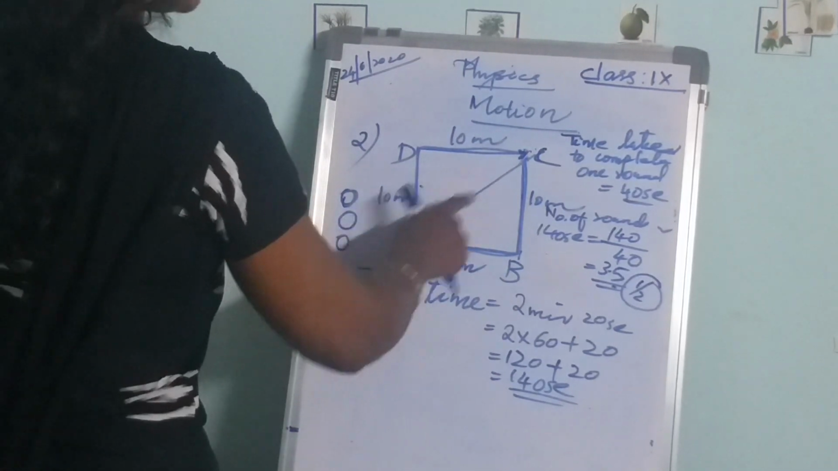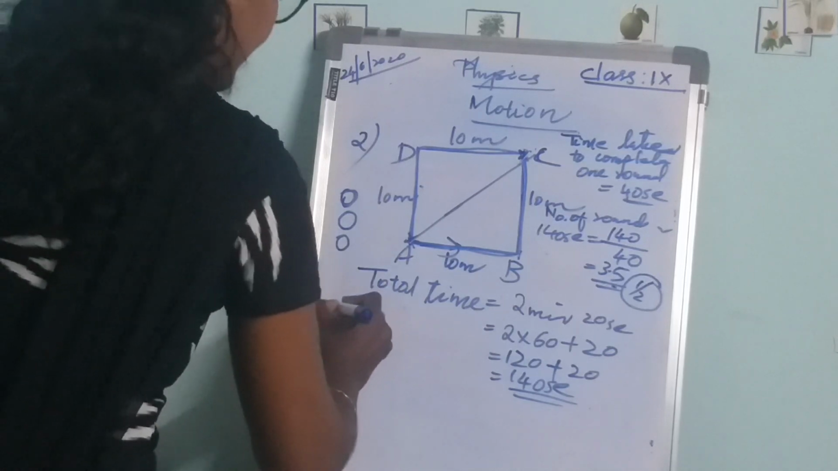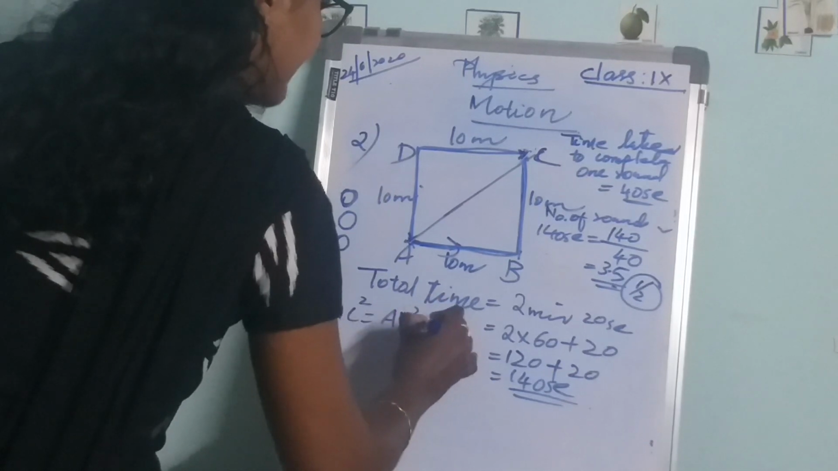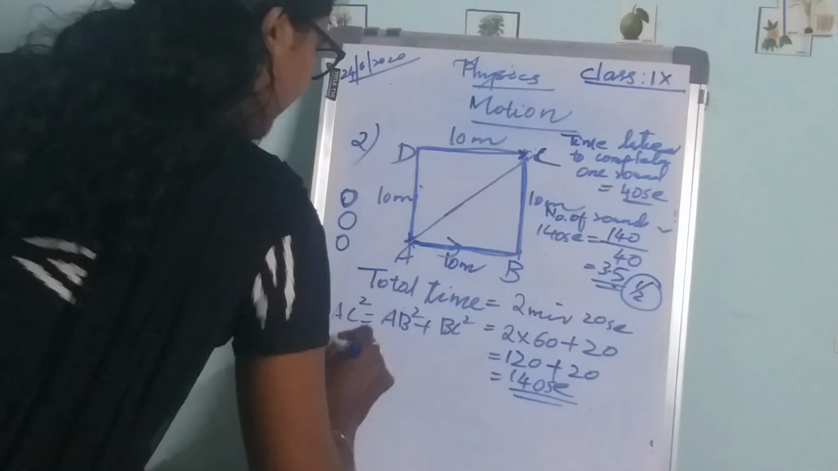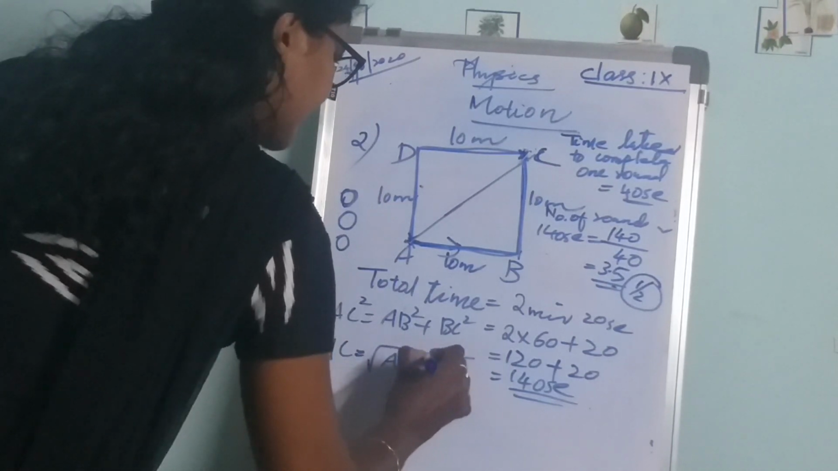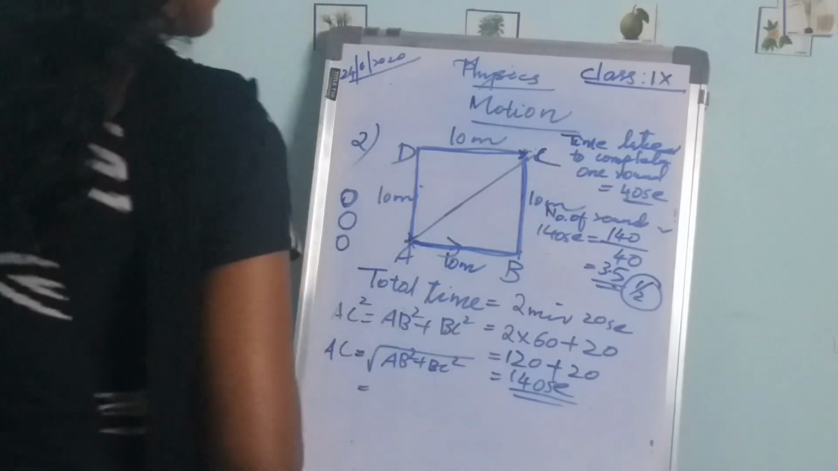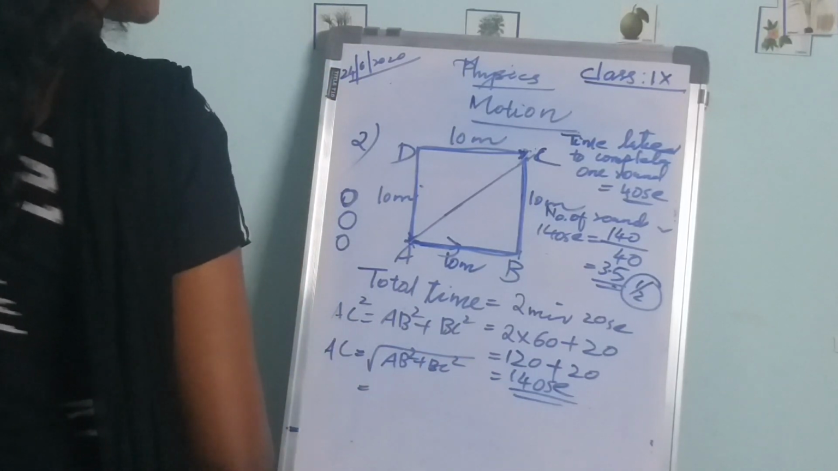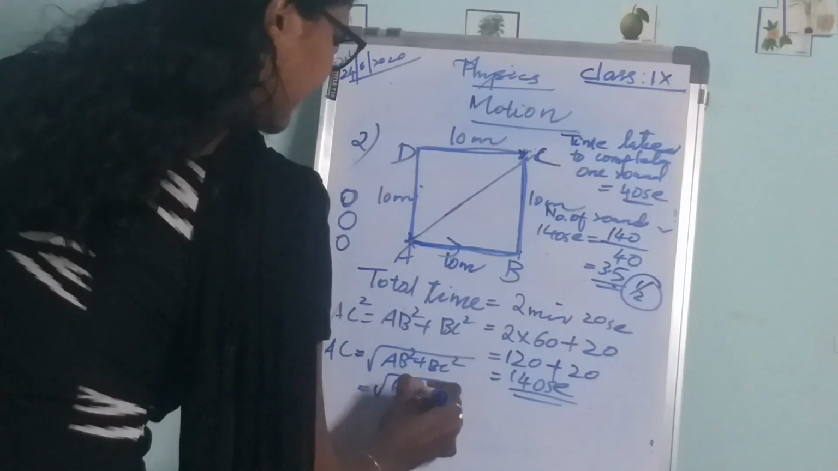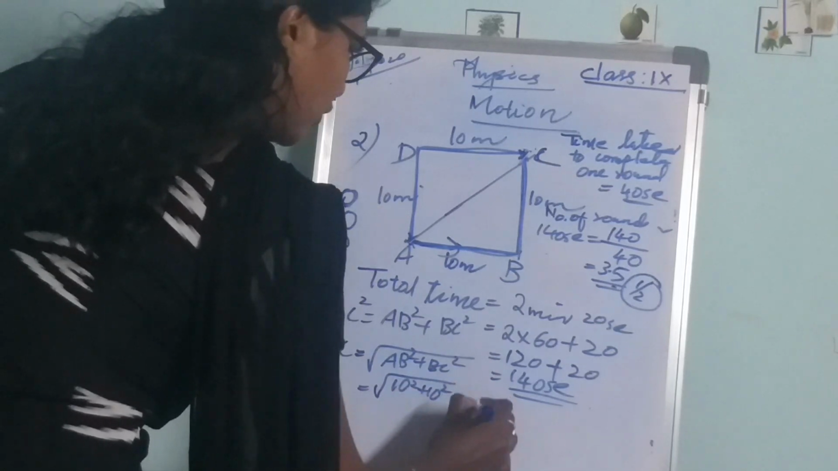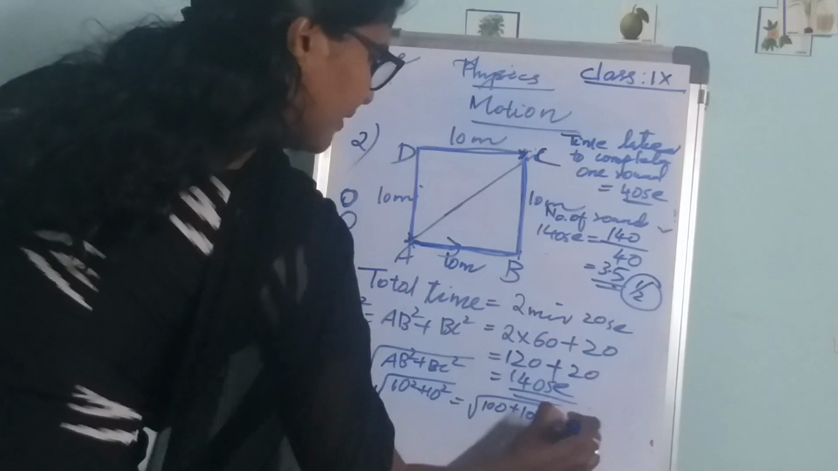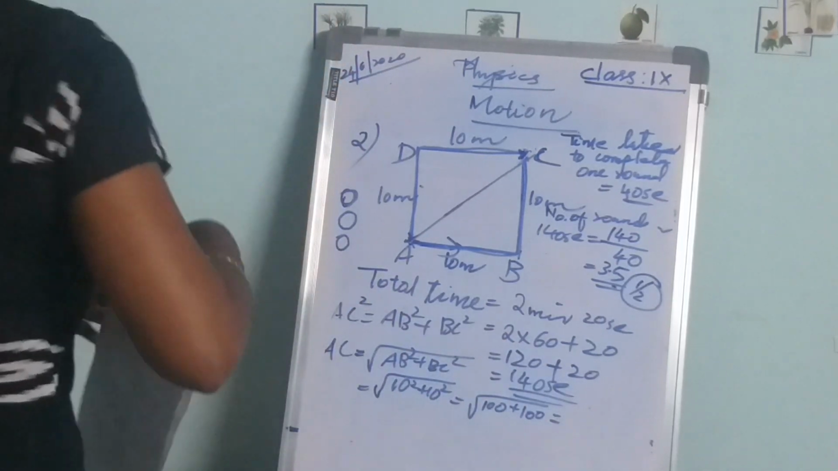Hypotenuse square is equal to base square. That is AC square equals AB square plus BC square. From this we have to find AC, which is equal to root of AB square plus BC square. Here the distance AB is 10. So 10 square plus 10 square, that is 100 plus 100, which is 200.